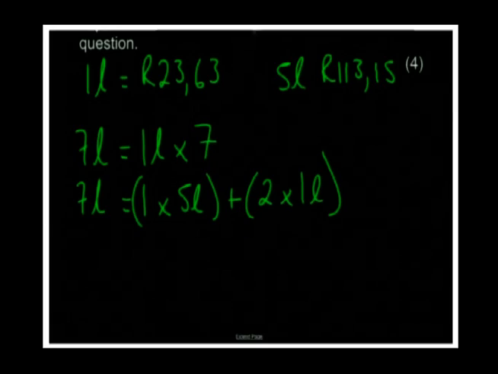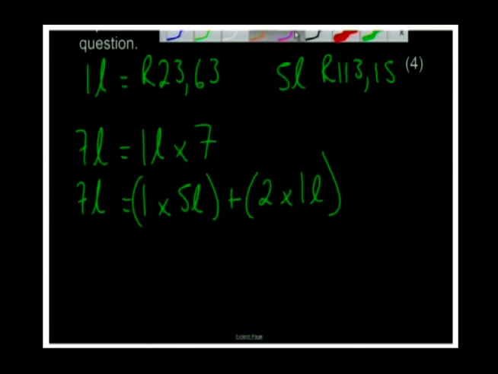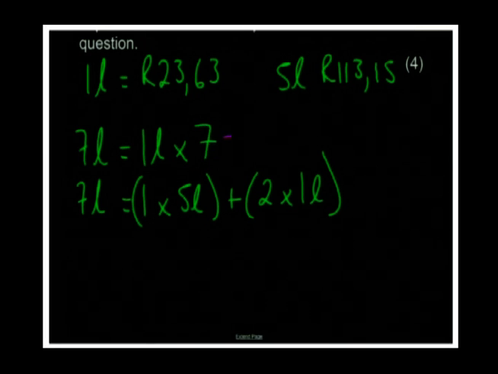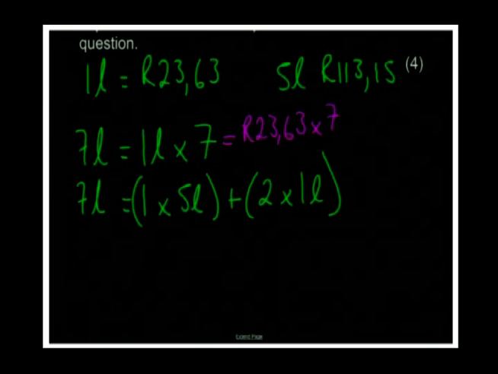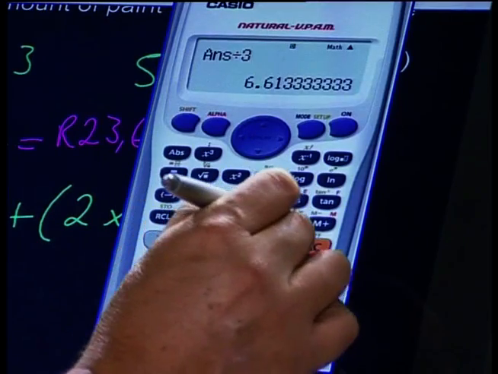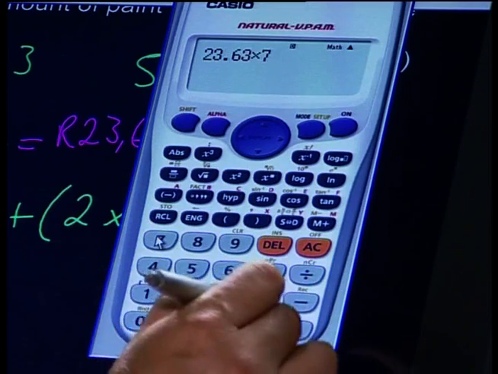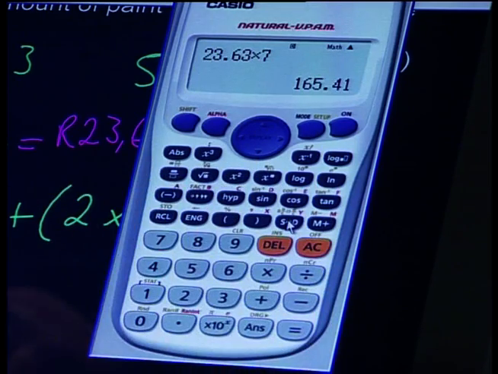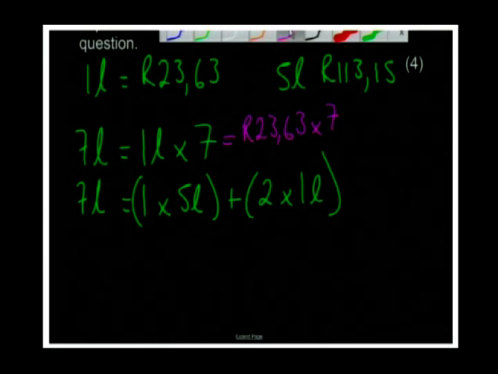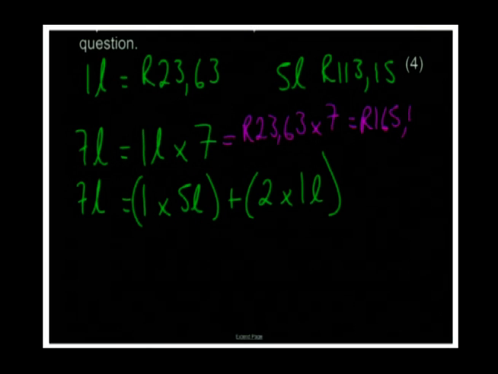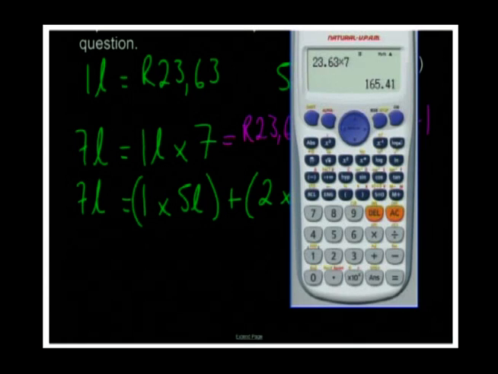Okay? So let's work out the cost of this. And I'm going to change to a different color so you can see our costing here. Okay, let's work luminous pink. Now, 1 litre costs us 23 Rand 63 times 7. So let's do that. So I've got 23 Rand and 63 cents, times it by 7. If I buy 7 of those 1 litres, it's going to cost me 165 Rand and 41 cents. So we've got 165 Rand and, let's just confirm, 41 cents.